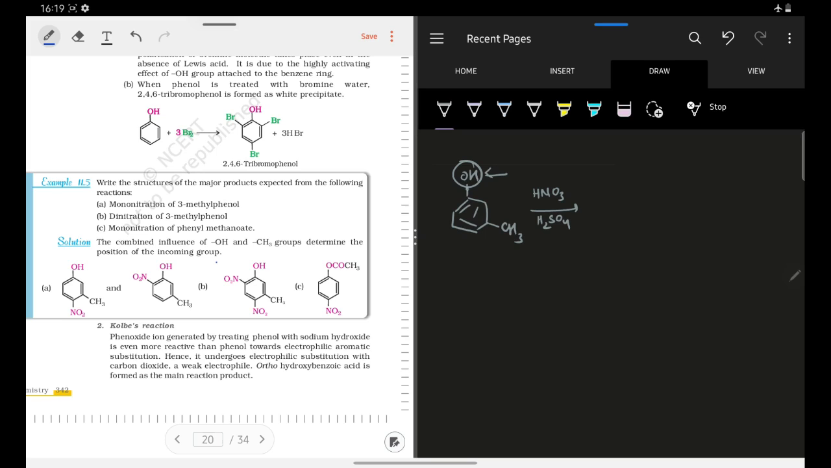We know that OH is ortho-para directing. So the para position with respect to OH is this, and the ortho position with respect to OH is this one. So the nitration will occur on these two positions. Hence they have shown the product this and this one. Okay, now let us go to B, dinitration of 3-methylphenol.